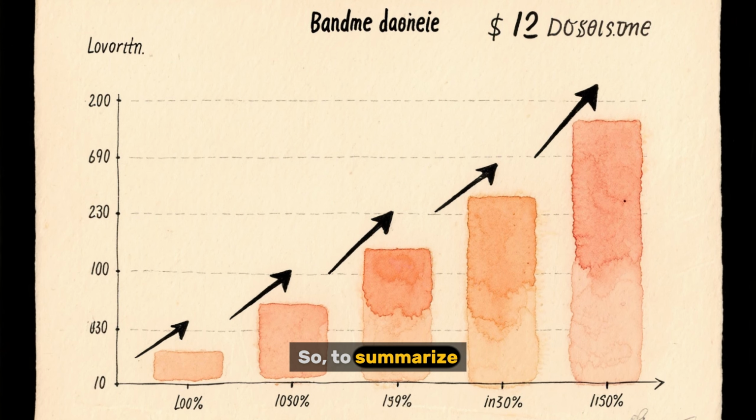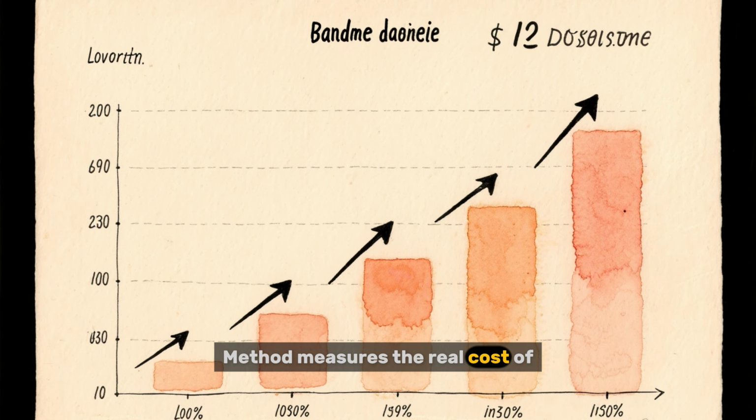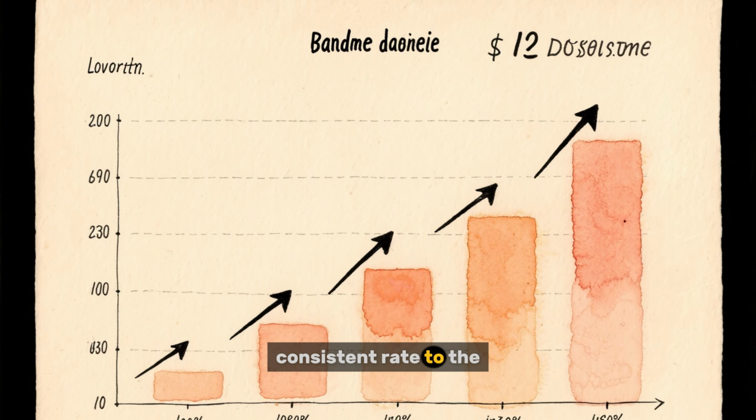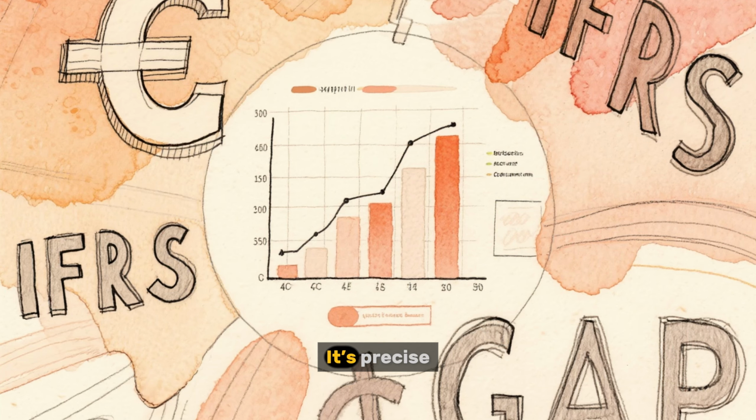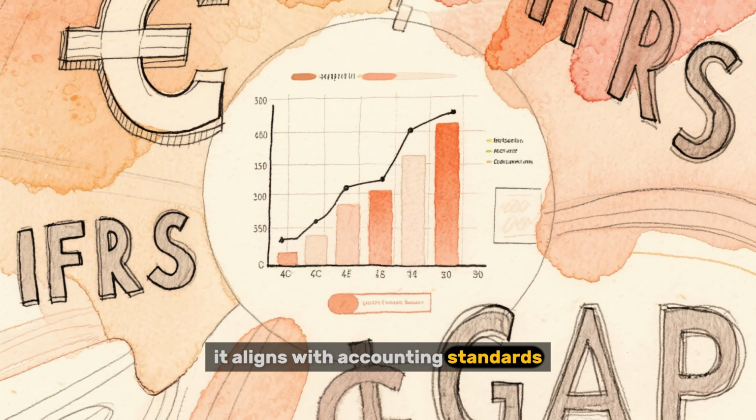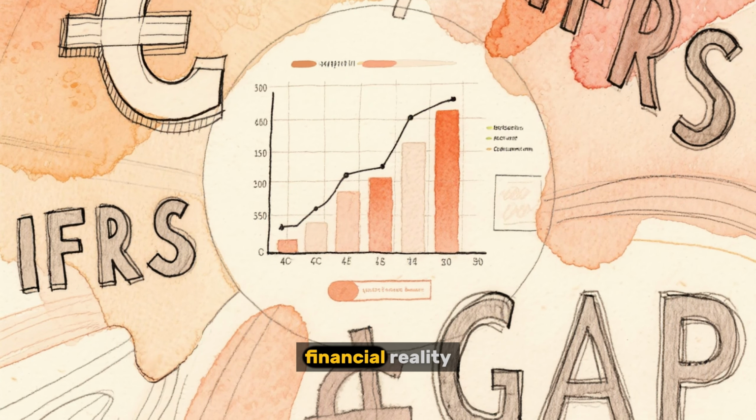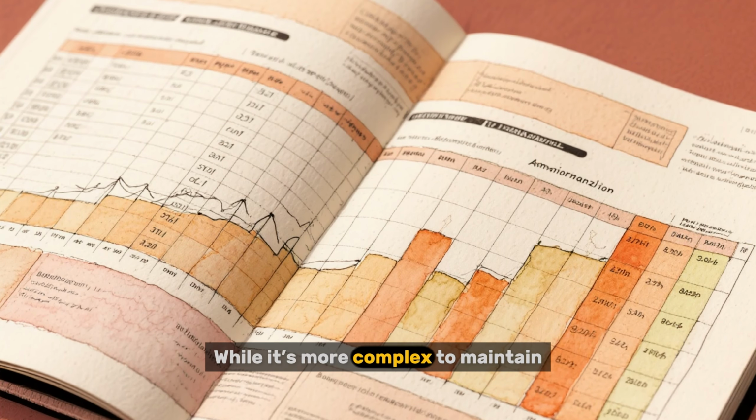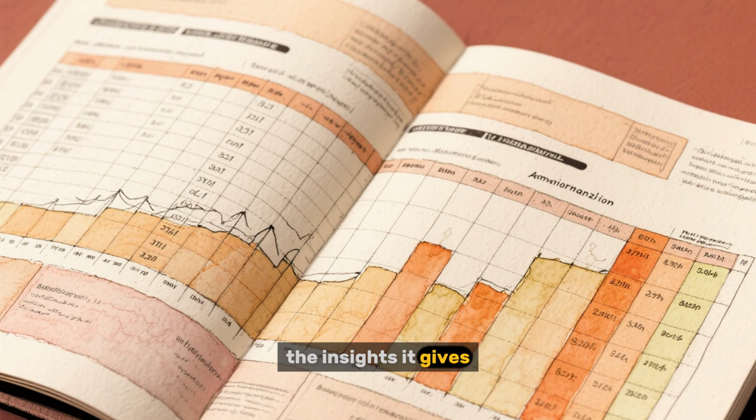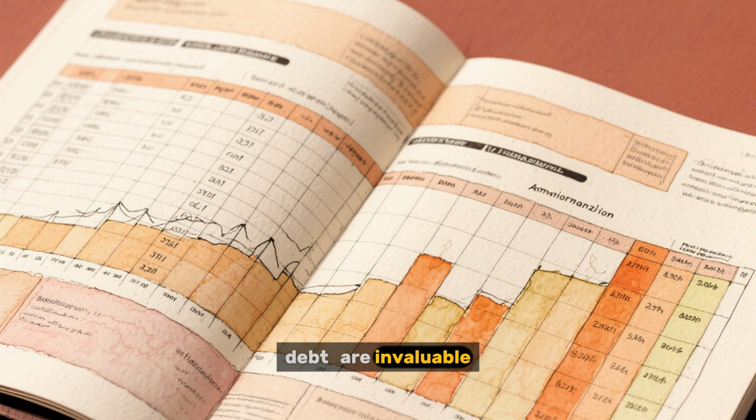So, to summarize, the effective interest rate method measures the real cost of borrowing by applying a consistent rate to the remaining loan balance each period. It's precise, it aligns with accounting standards, and it paints a faithful picture of financial reality. While it's more complex to maintain, the insights it gives, especially for long-term debt, are invaluable.